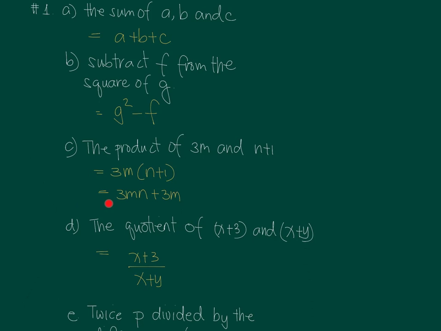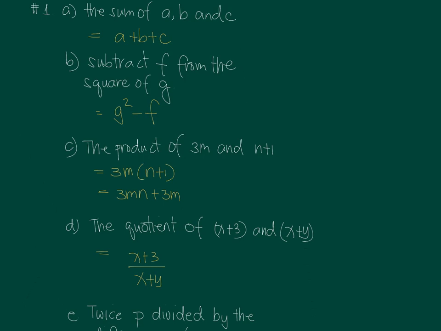The next step is basically the simplified version of it, and it comes from distributing 3m to n. So 3m times n is 3mn. 3m times 1 is 3m. Now, since our goal is just to translate statements into mathematical expressions, if you have written 3m times n plus 1 as your answer, then that is already considered correct.